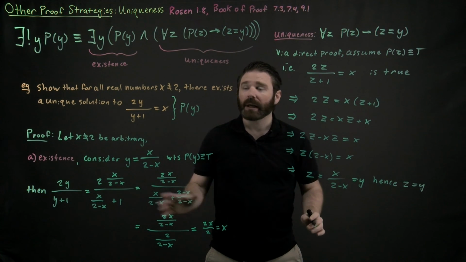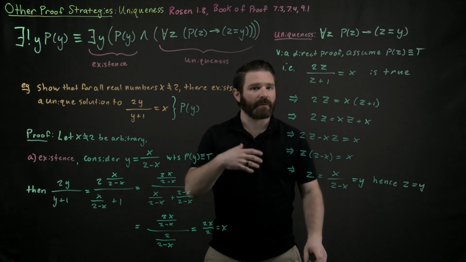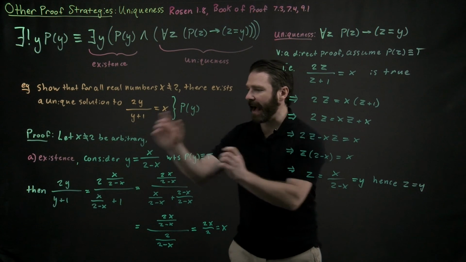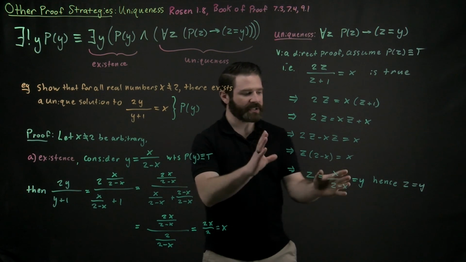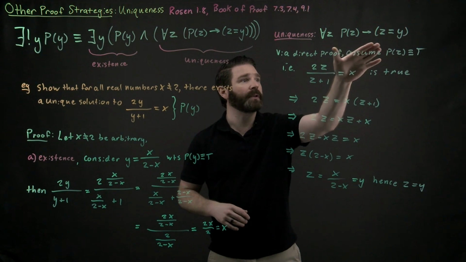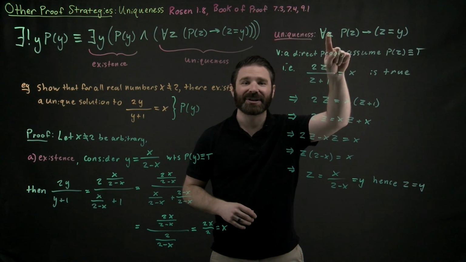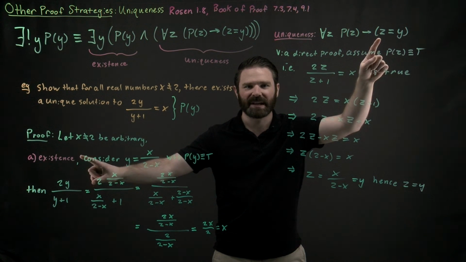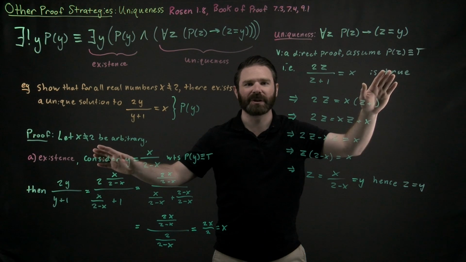So in summary, uniqueness proofs are very similar to existence proofs. You have just one extra step. After you show the existence, you just have to show uniqueness. And that uniqueness boils down to proving this statement. Any other solution turns out to be the one that you found in the existence part. And that's all a uniqueness proof needs.